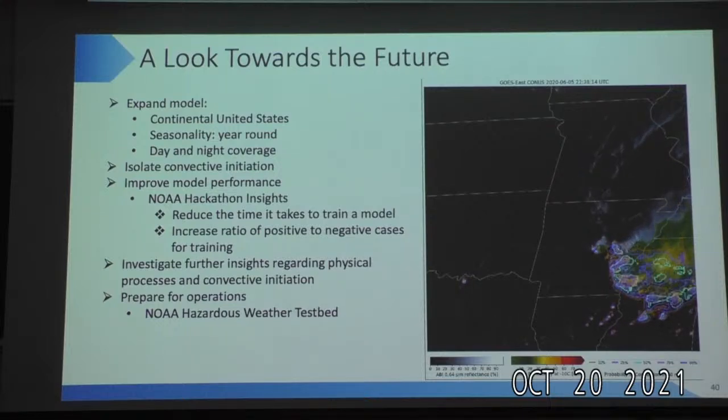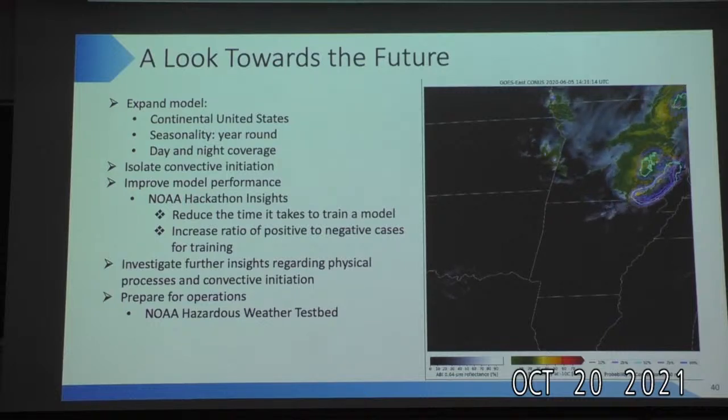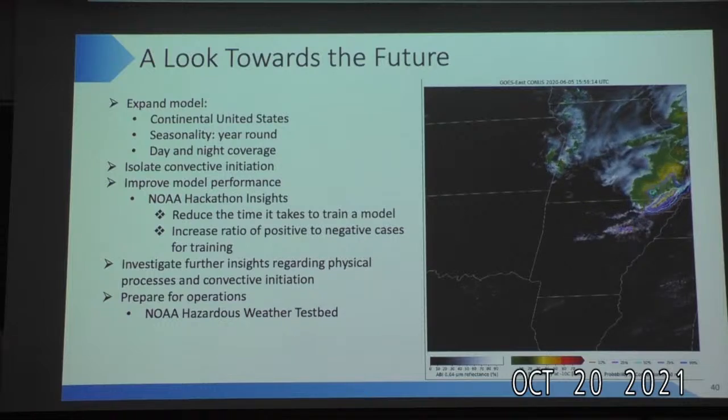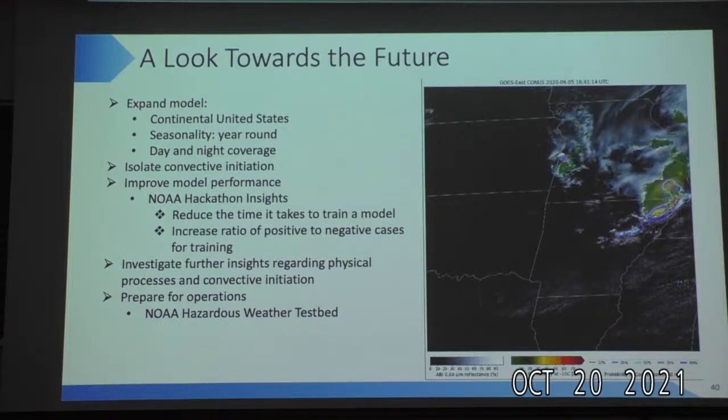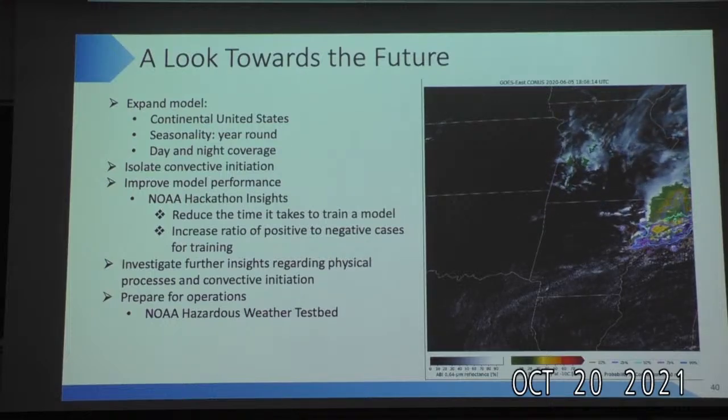We'd also like to just improve the model performance from a baseline computer standpoint. So improve the amount of time it takes to train the model, so reduce that time. And then also increase the accuracy of the model. And one way I'd like to maybe try to look at this would be feeding the model more positive cases to increase the ratio of positive and negatives. It's a little bit off right now.